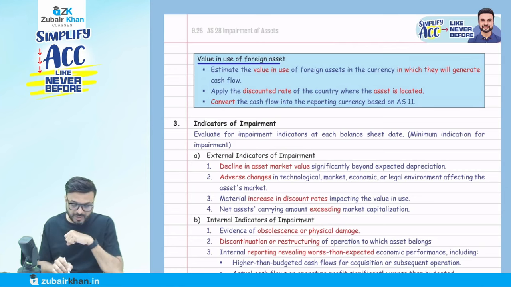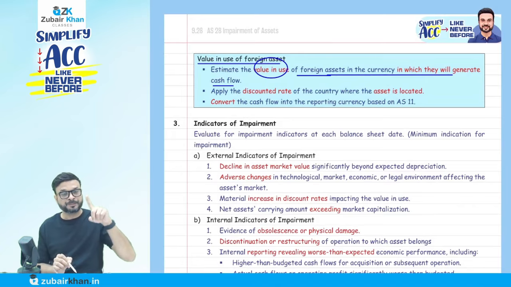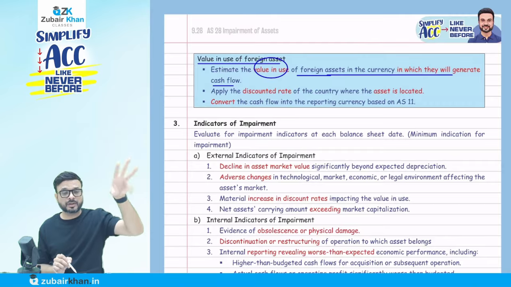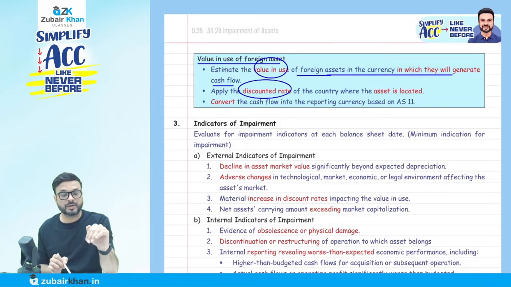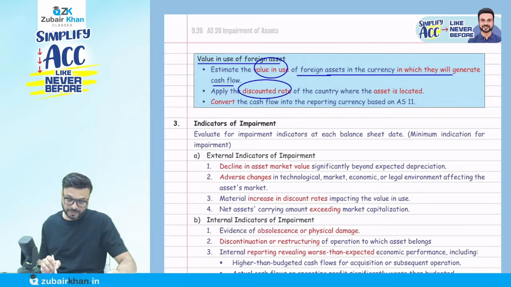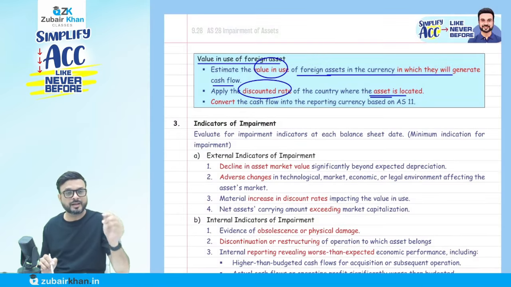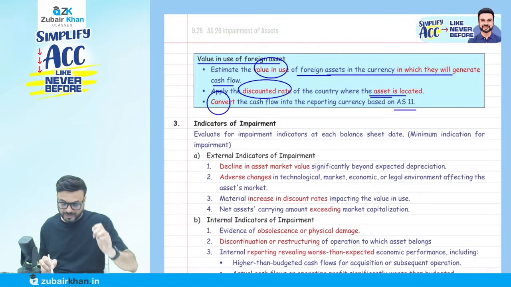They say estimate the value in use of the foreign asset in the currency in which it generates cash flow. It means if the property is in the US, calculate the future cash flow in dollars only. Then, when we calculate the present value, apply the discounting rate of that particular country where the asset is located. Whatever value comes, convert it as per Accounting Standard 11.